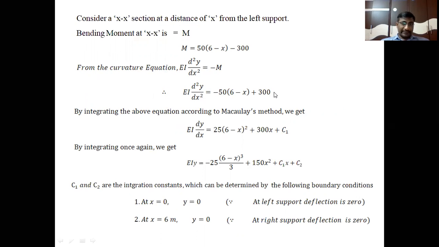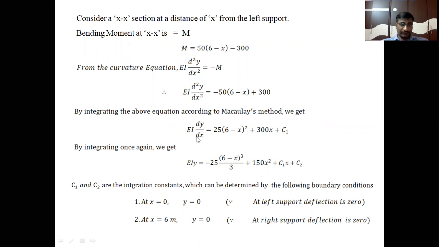So integrate this equation 2 times, then according to Macaulay's method, we will get the slope equation and deflection equation. If you integrate this equation once, we will get the slope equation. If you integrate this equation twice, we will get the deflection equation.